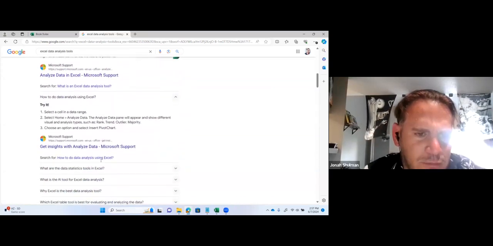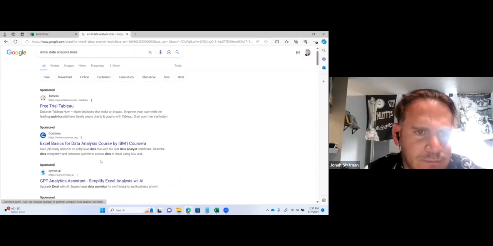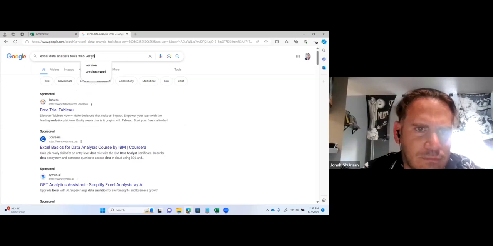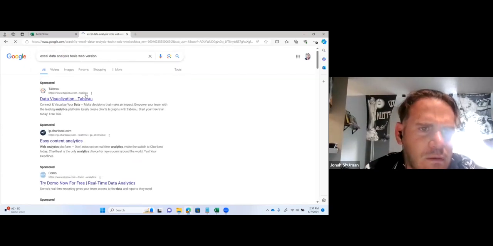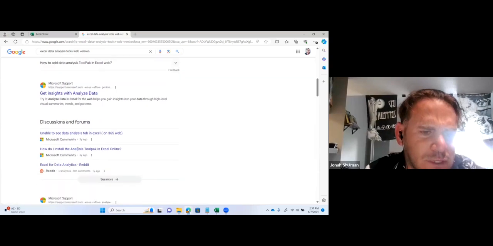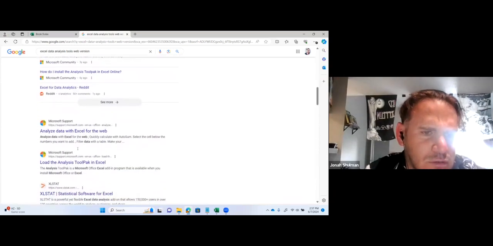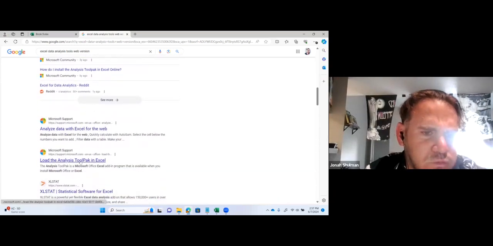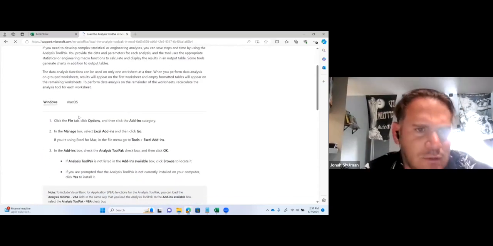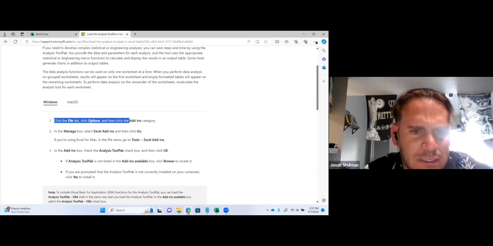How do we put that in on the web version? I know I have it set up for my desktop version. Here it is, the tool pack. All right. So for Windows, click the File tab, click Options, and click Add-ins. Right, we'll do this one at a time.